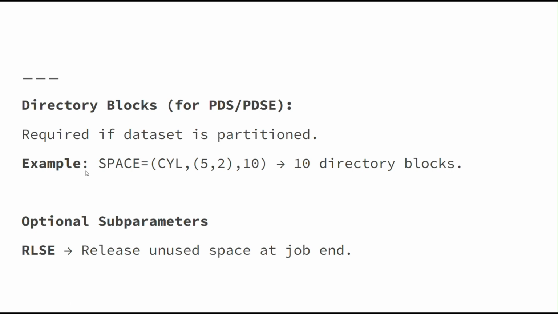Directory blocks. Directory blocks are mainly used for PDS and PDSE. For example, space equals, here I have taken a cylinder unit, the primary quantity as 5, the secondary quantity as 2, and the directory blocks as 10, which means we can have 10 directory blocks. Optional subparameter RLSE, which means release. When the job runs successfully, the unused space will be released. So RLSE is used.